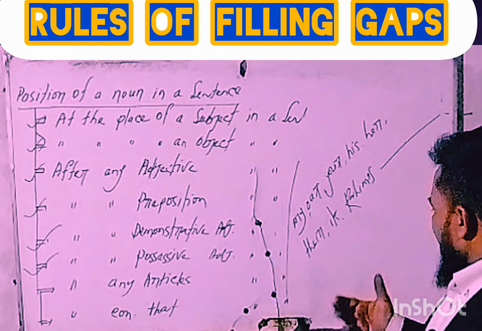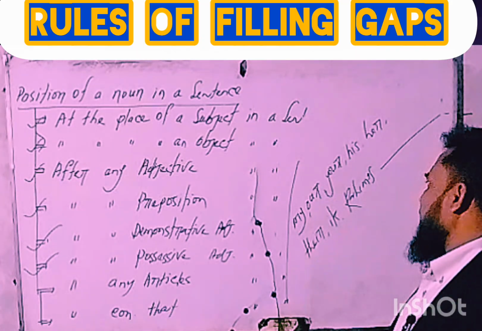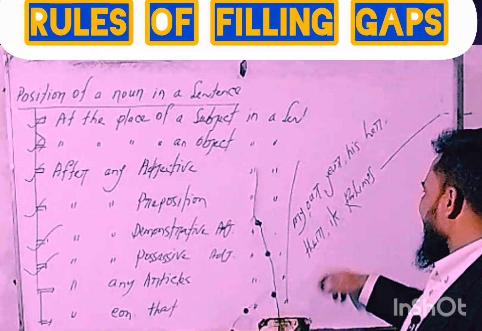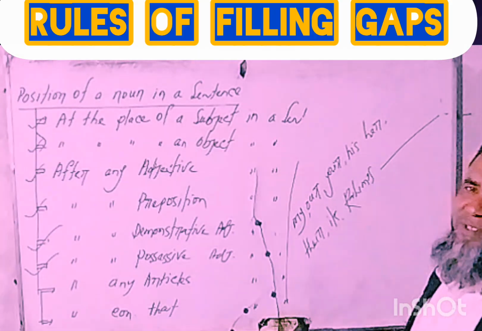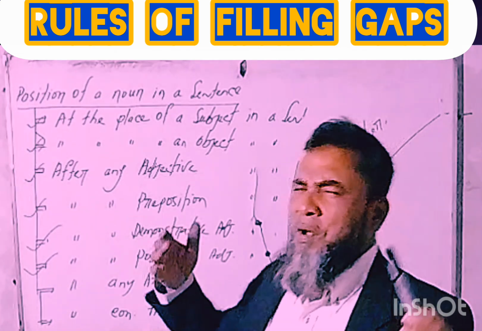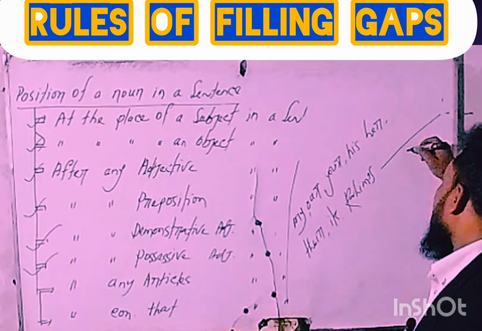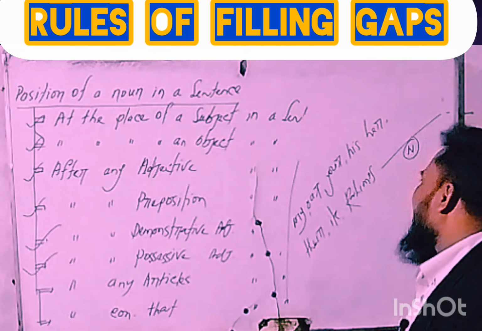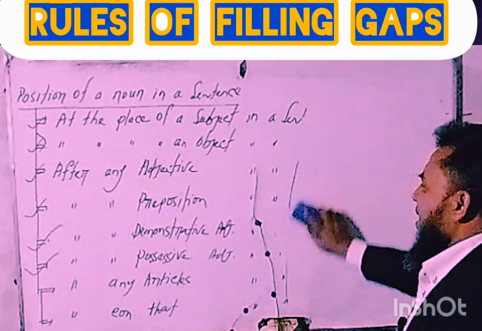If any word is used in a sentence after words such as my, our, your, his, her, their, its, etc., then that word is, of course, a noun. Hope that you have understood clearly. My dear learners, next.